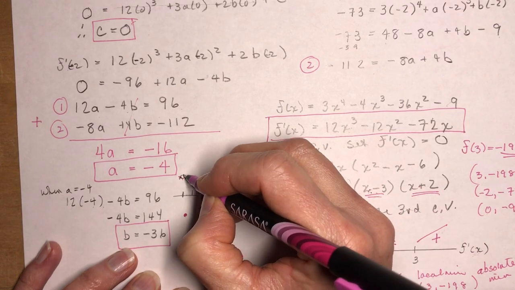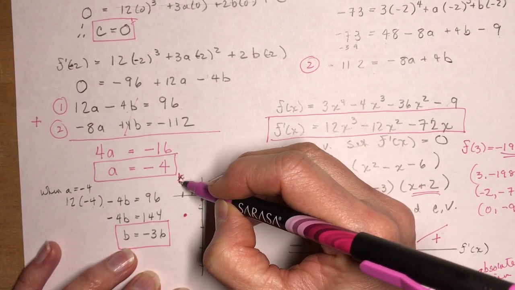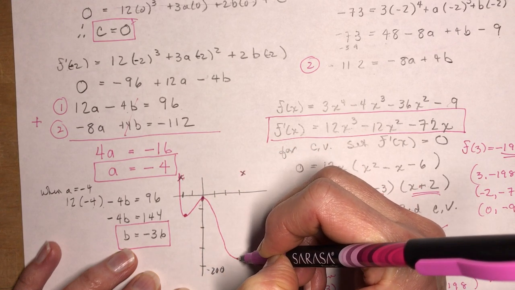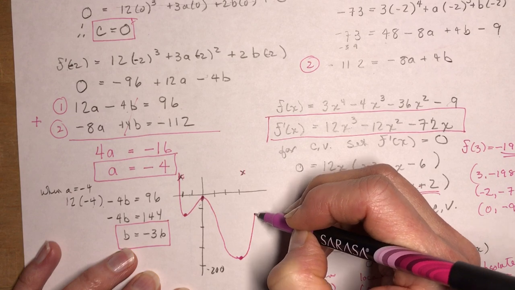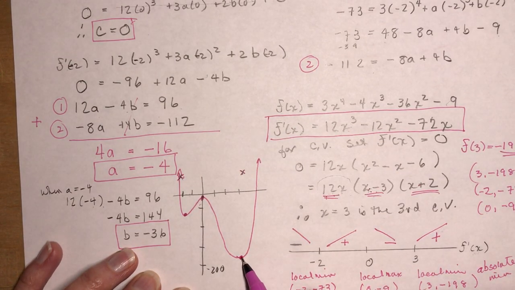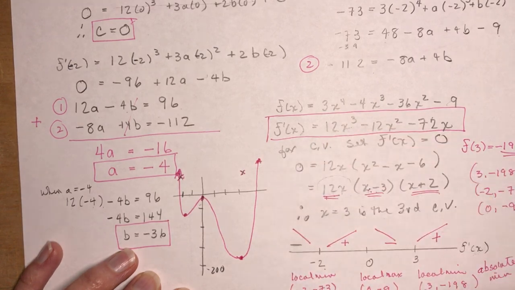Now remember, it's a quartic function, positive leading coefficient. It's got to go like this, way down here. Oops, I didn't hit that very nicely. And back up like this. So this is definitely an absolute minimum. There is no absolute maximum because these are going up on both sides.